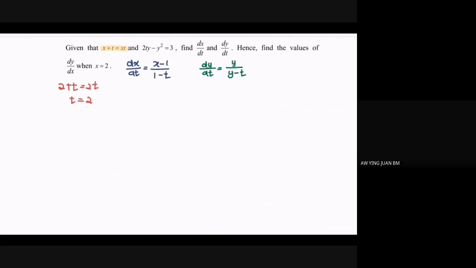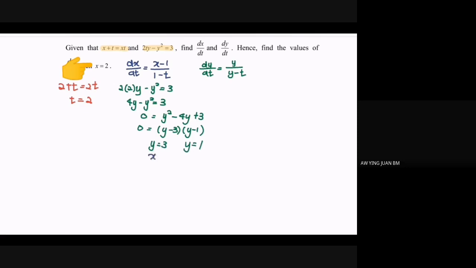Next, we are going to substitute the value of t into this equation in order to get y. So meaning that from here, we will have 2t will be substituted by 2y minus y squared is equals to 3. So we will have 4y minus y squared equals to 3. Rearrange the situation. So y squared minus 4y plus 3 is equals to 0. Factor the situation and we will have y minus 3, y minus 1 equals to 0. So y will be equals to 3 and y will be equals to 1 when the value of x is equals to 2. And the value of t is also equals to 2.